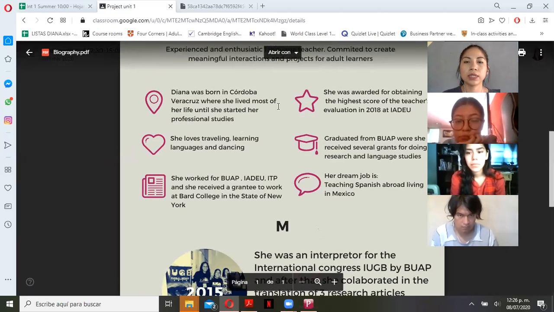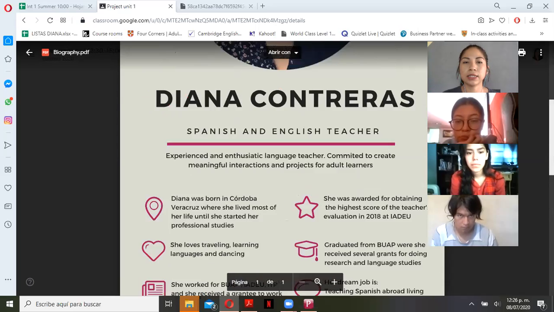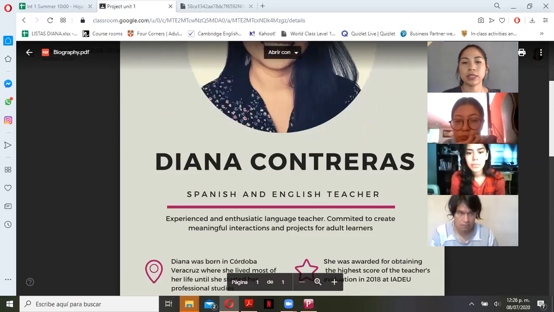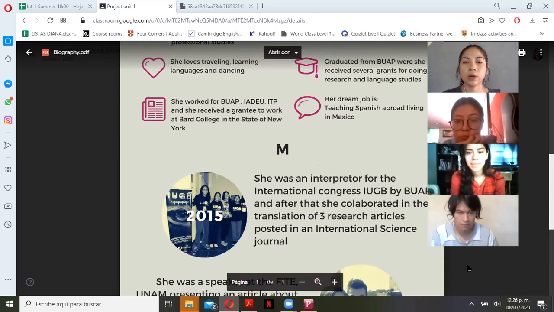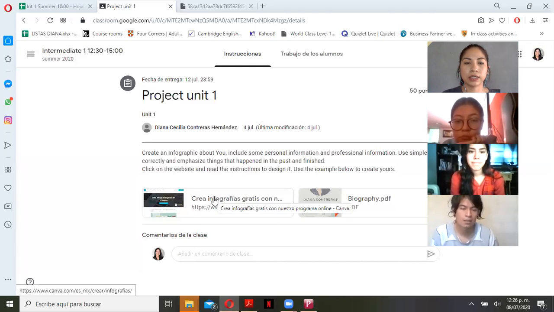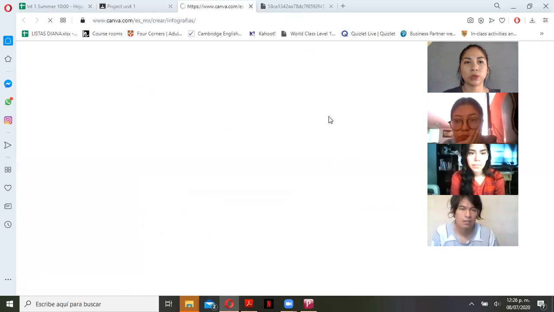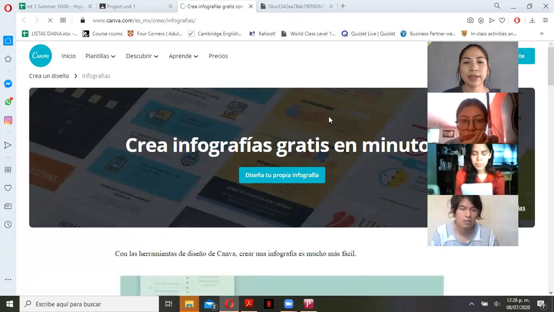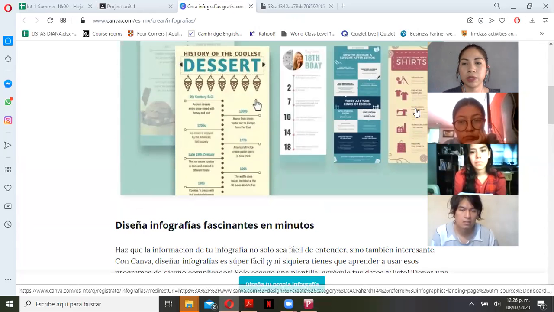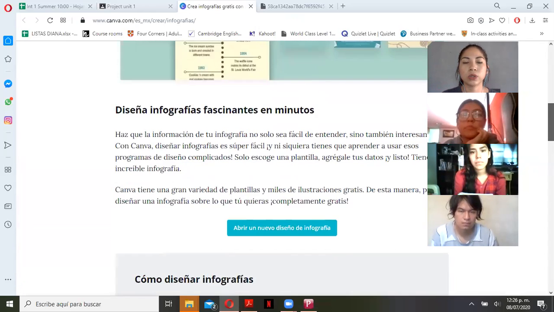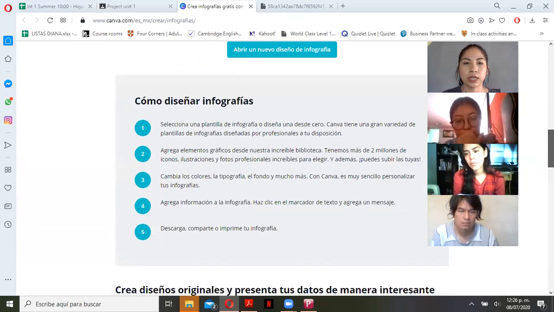Y pueden utilizar esta misma plantilla o pueden utilizar otra plantilla. Pongan su foto para que los conozca. ¿Cómo la pueden diseñar? Les dejé aquí un link. Yo uso, o en esta infografía utilicé Canvas, crear infografías gratis en 1 minuto. Hacen su cuenta y hay muchas plantillas, como pueden ver. Y les dan todos los pasos, cómo diseñarlas, uno por uno.